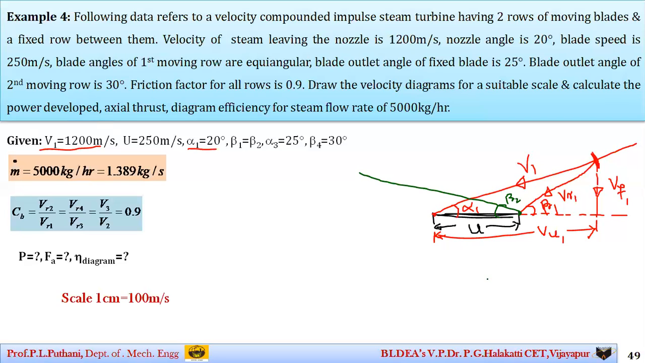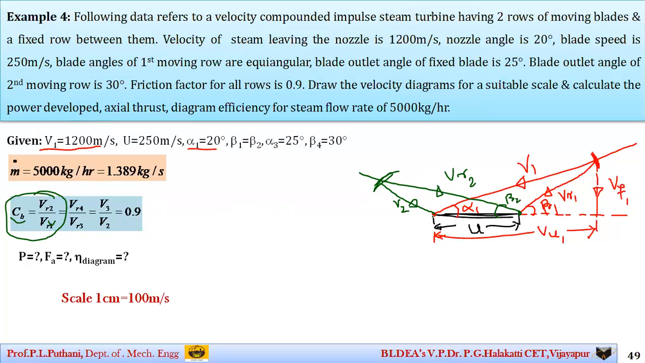What about the length? You have to make use of this particular relation, students, that is C is equal to VR2 by VR1. Just now we have measured the length of VR1. We know the value of C. If you substitute, you will get the value of VR2. On this particular line, cut the value of VR2. It cuts somewhere here. This is the length of VR2. Join from that particular point, and you will get the value of V2.